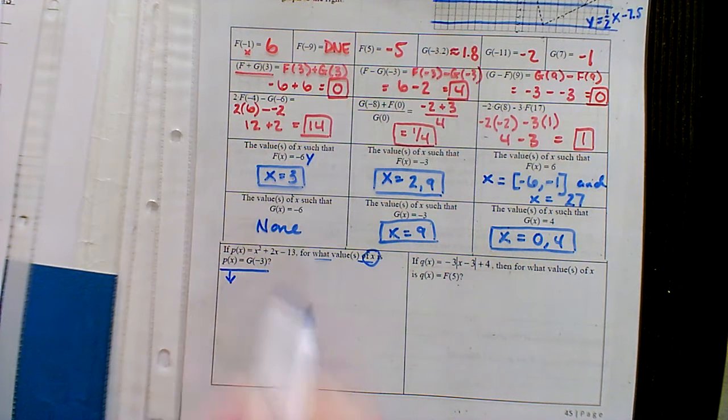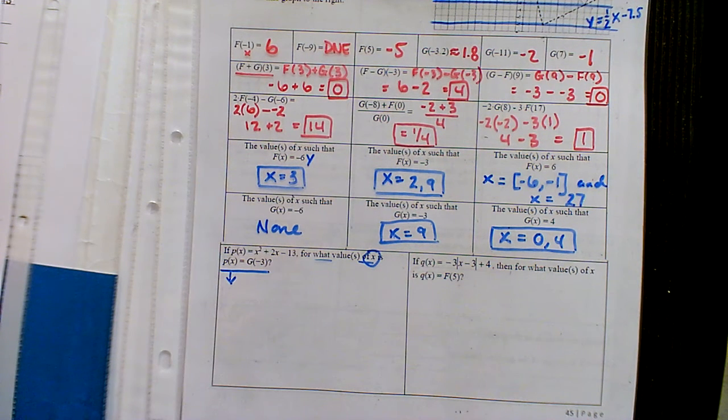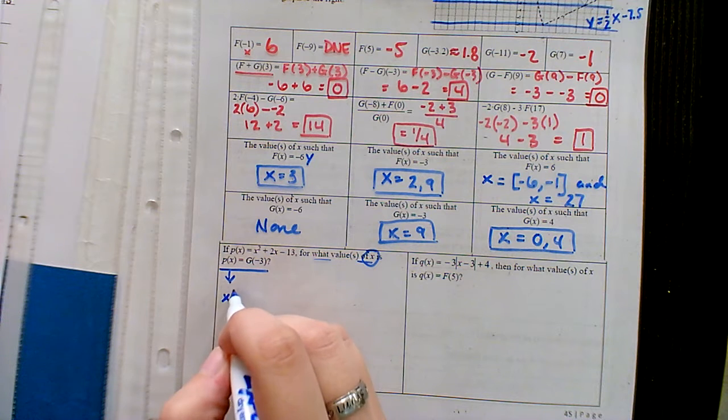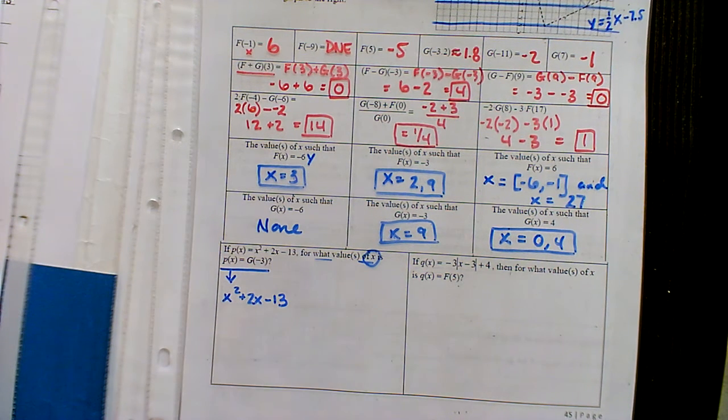So instead of having p of x on this left-hand side, let's write the equation that it represents. Because after all, it says p of x equals that equation. We can do some substitution. They're the exact same thing.